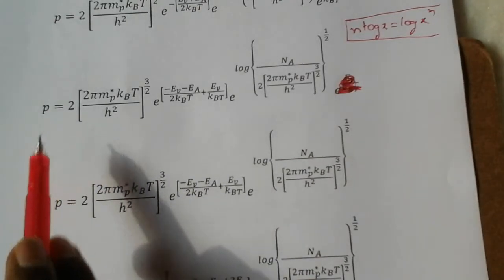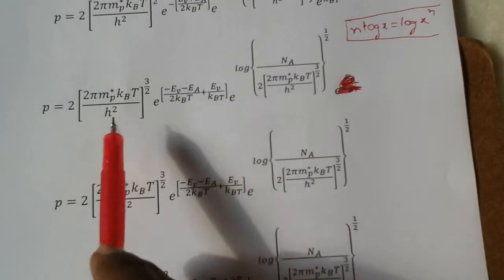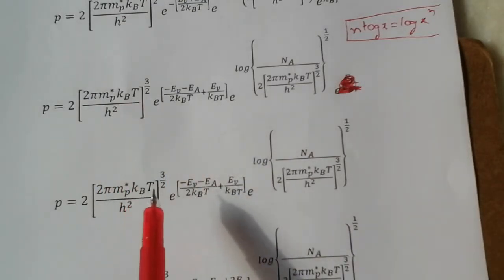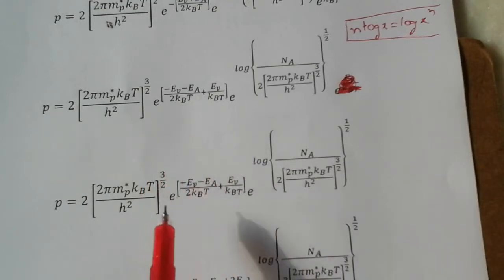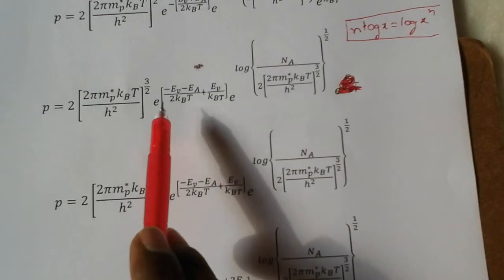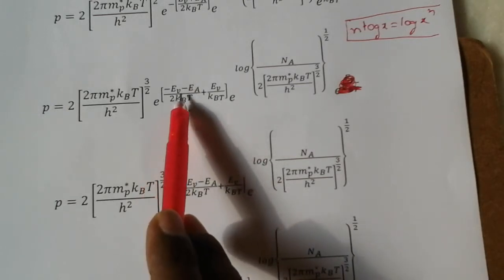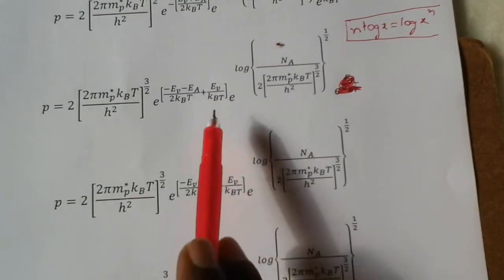So next value: p to p, (2π mp* kBT / h²) whole power 3/2, e power of... If you take LCM, no, don't take LCM. Next step we will take LCM. (EV − EA) / 2kBT.